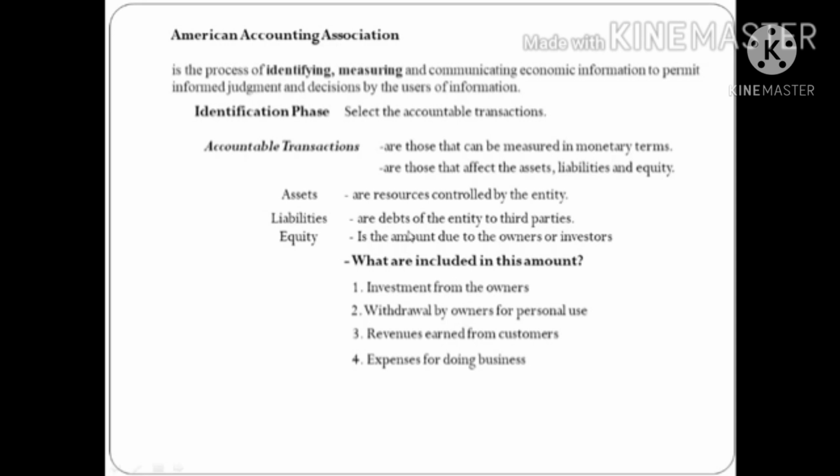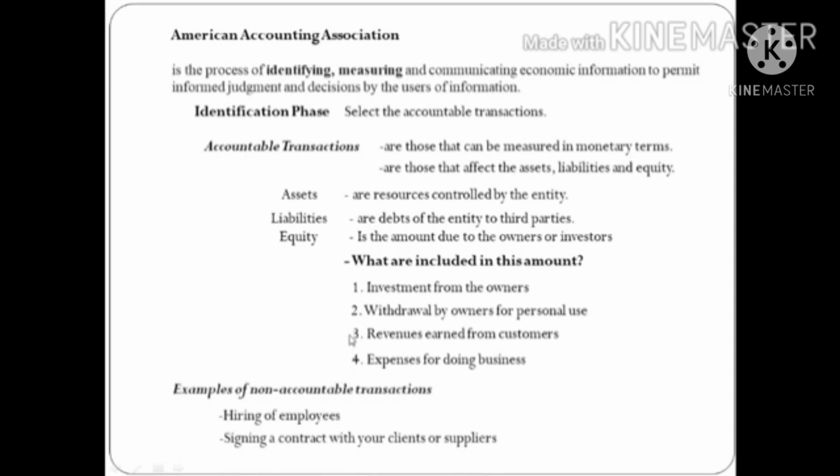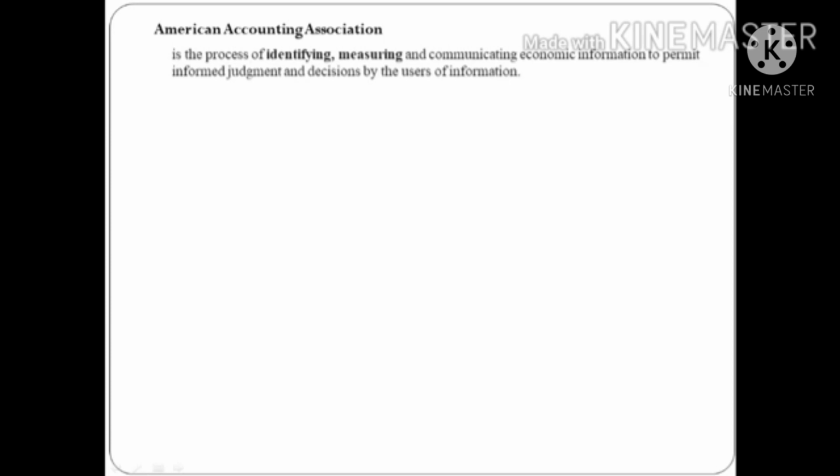In simple terms, if liabilities are the debts of the entity to third parties, the equity is the debt of the entity to the owners. I hope that's clear. Now let's go back to the accountable versus non-accountable business transactions. If the transaction cannot be measured in monetary terms and it cannot affect the amount in the assets, liabilities, and equity, it is considered non-accountable. Examples of which are the hiring of employees and the signing of a contract with your clients or suppliers. So that's it for identification. Let us now go to measurement.